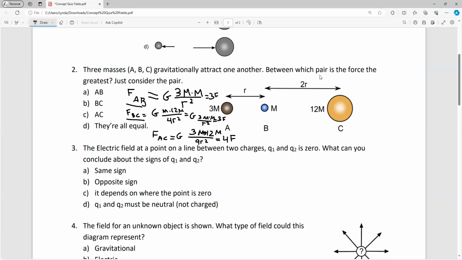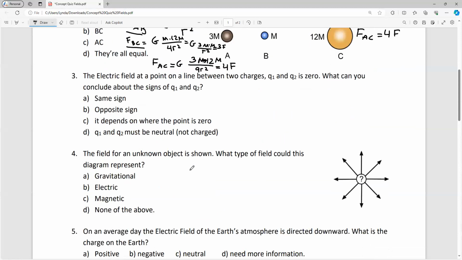Okay, so force between AB equals force between BC, 3F. But force between A and C is bigger, it's 4 times F. Okay, that's why it's AC. Bigger force, 4 times the original force. Okay, so always you need to be able to justify by using formulas.